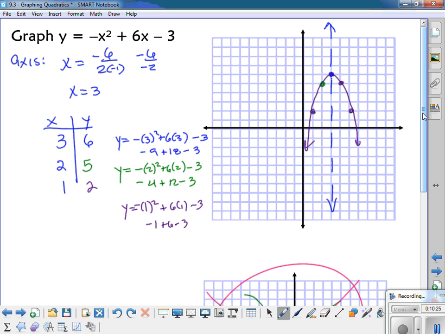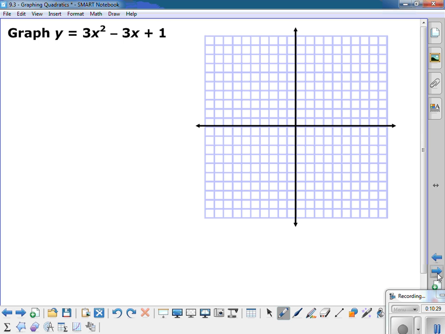All right, let's do one more together. All right, so I've got 3x squared minus 3x plus 1. So why don't you guys figure out what the axis of symmetry is first, real quick. All right, so we came up with x equals 1/2. All right, so it's a little bit of a pain in the neck because it's a fraction, but it's still going to work, okay? So I don't want you guys to freak out just because it's a fraction.